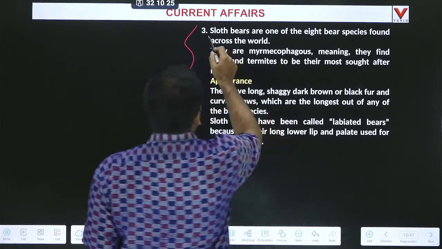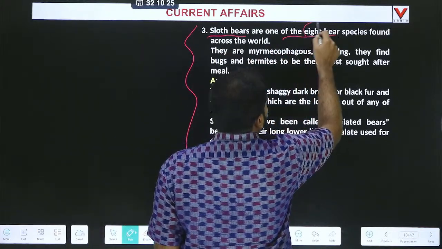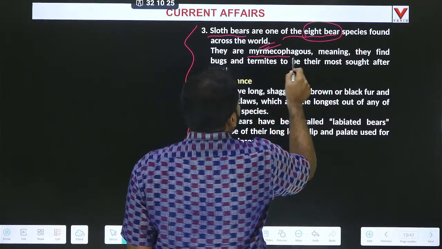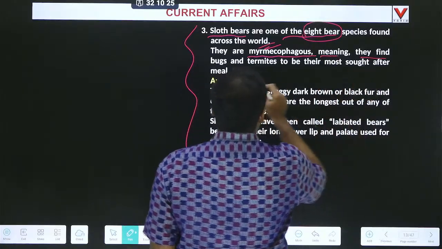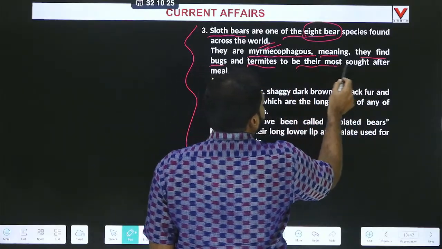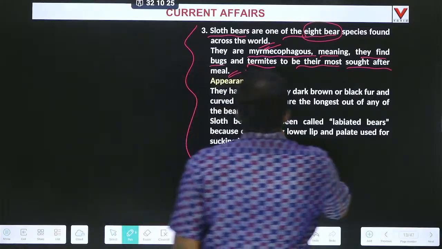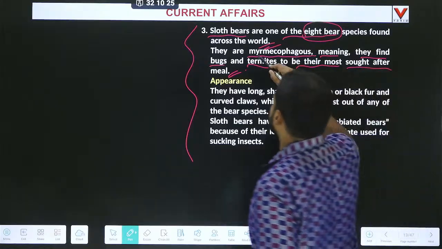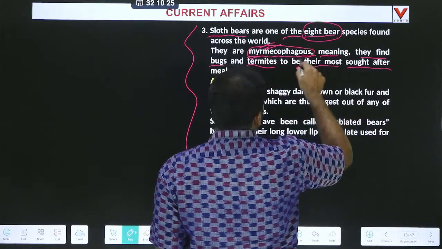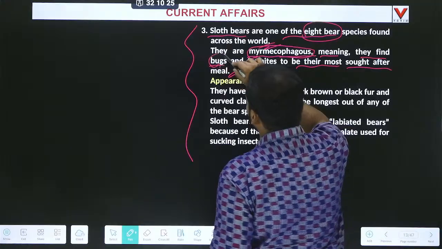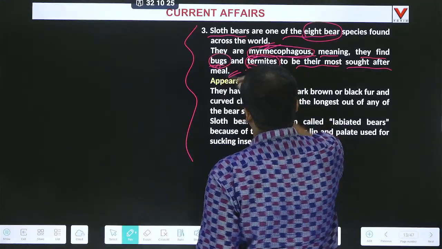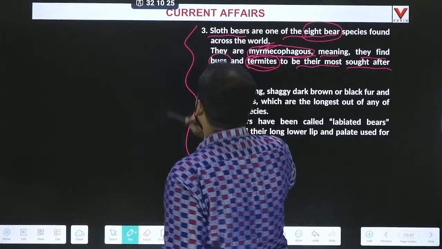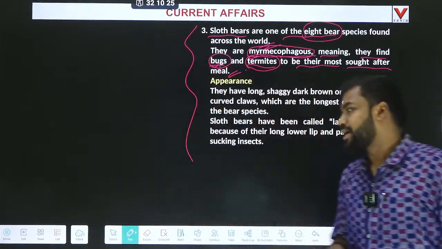Sloth bears are one of the 8 bear species found across the world. They are myrmecophagous, meaning they find bugs and termites to be their most sought after meal. Myrmecophagous. Who are myrmecophagous? Here is the definition: those who depend upon bugs and termites for their meal. Pangolins are also myrmecophagous.